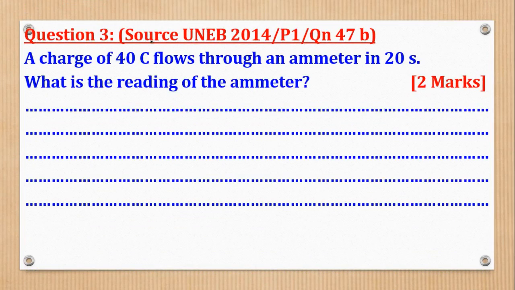Then question 3 came from UNEB 2014, paper 1, question 47b, and says a charge of 40 coulomb flows through an ammeter in 20 seconds. Find the reading of the ammeter. Now here, what we need to remember is that an ammeter is an instrument used to measure current. So when they ask for the reading of the ammeter, it implies that they want the value of the current.